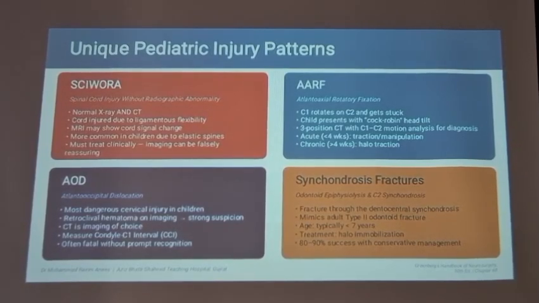The fourth pattern of pediatric injury is odontoid epiphysiolysis and C2 synchondrosis fracture, basically a fracture through the dentocentral synchondrosis. It mimics a type 2 odontoid fracture. Age is typically less than 7 years, because above that the synchondrosis is well developed and converted into bone. Treatment is halo immobilization, with an 80 to 90% success rate with conservative management.